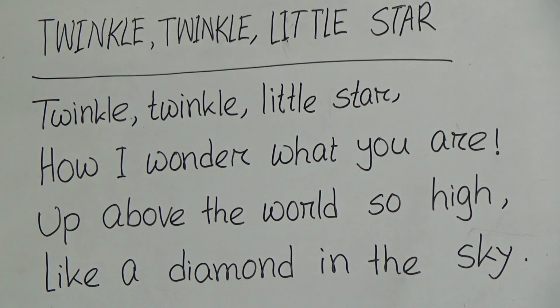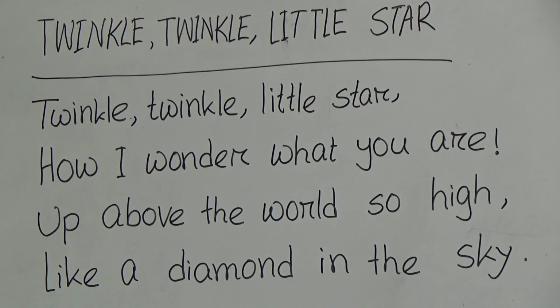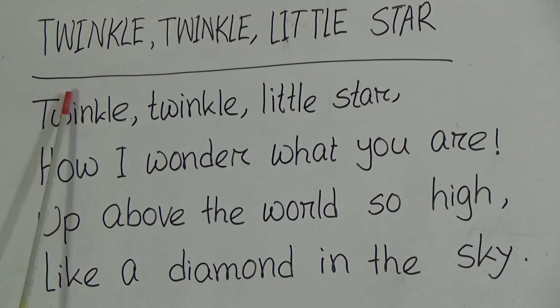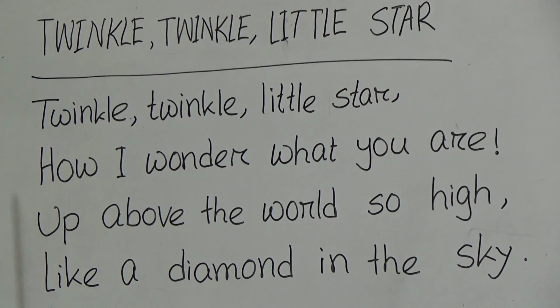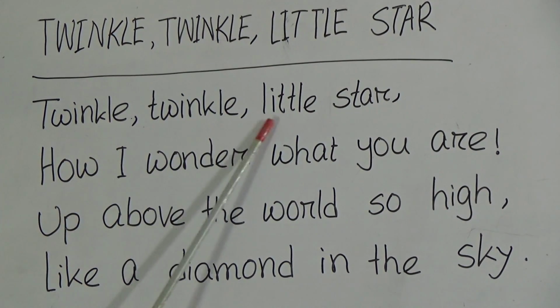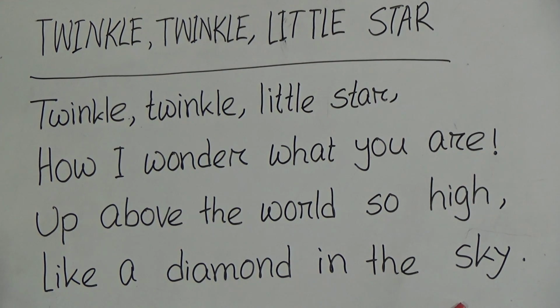At first we will learn the rhyme Twinkle, twinkle, little star. So let's start the rhyme. Twinkle, twinkle, little star. This is our rhyme's name. Twinkle, twinkle, little star, how I wonder what you were. Up above the world so high, like a diamond in the sky.